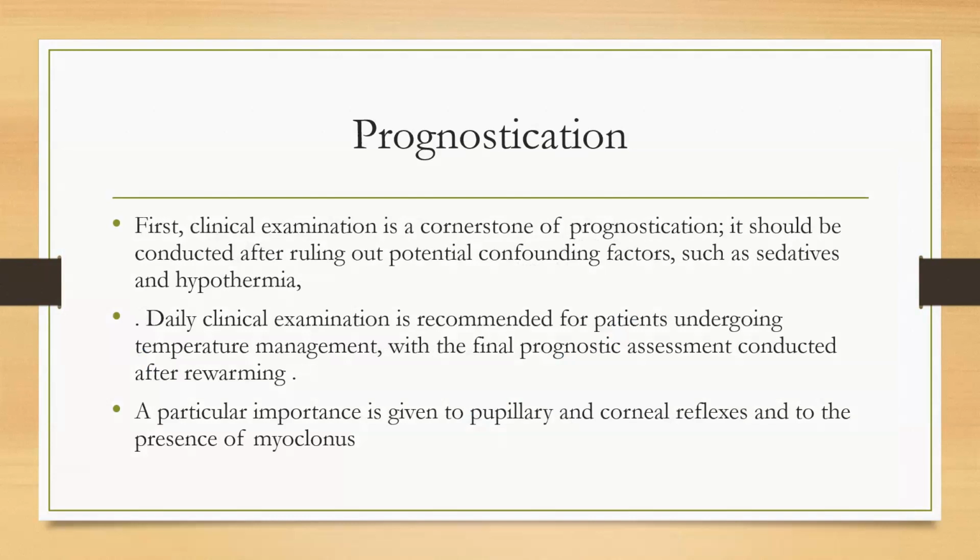Now, once we have achieved normothermia, the next step is prognostication. So how should we prognosticate? First, clinical examination is the cornerstone of prognostication. It should be conducted after ruling out potential confounders like sedatives and hypothermia. Daily clinical examination is recommended for patients undergoing temperature management, with the final prognostic assessment conducted after rewarming.